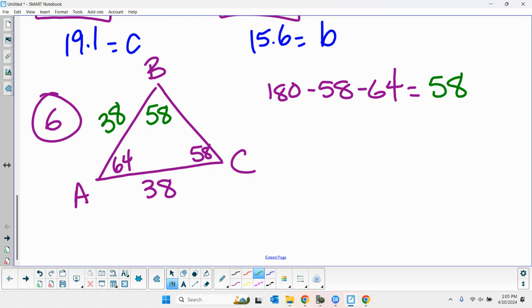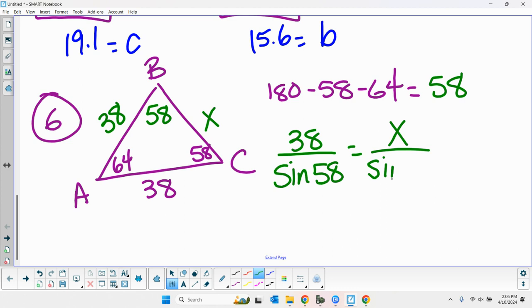You're going to have to find that side by setting up law of sines. But in this case, you didn't really have to do that. So basically on this one, I have to find that side. So we're going to go 38 over the sine of 58 equals x over the sine of 64.